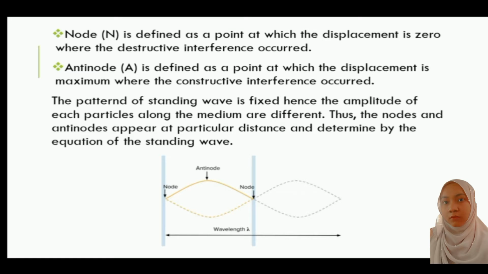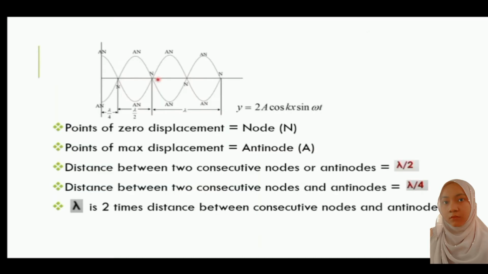Okay, then second, antinode is defined as a point at which the displacement is maximum where the constructive interference occurs. Okay, antinode ni ialah amplitude yang paling maksimum. Dekat tempat yang paling maksimum tu, kita label as antinode. The pattern of standing wave is fixed, hence the amplitude of each particle along the medium is different. Thus, the nodes and antinodes appear at particular distances determined by the equations of the standing wave. Secara ringkasnya, point of zero displacement ialah node, point of maximum displacement is antinode. Distance between two consecutive nodes or antinodes is lambda over 2, the distance between a consecutive node and antinode is lambda over 4. Lambda is 2 times the distance between consecutive nodes and antinodes.